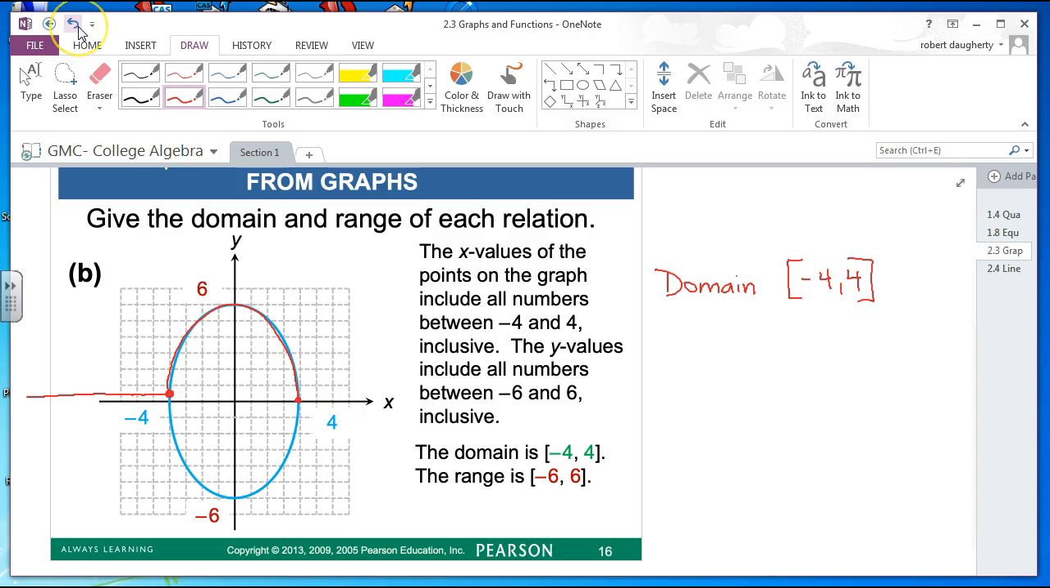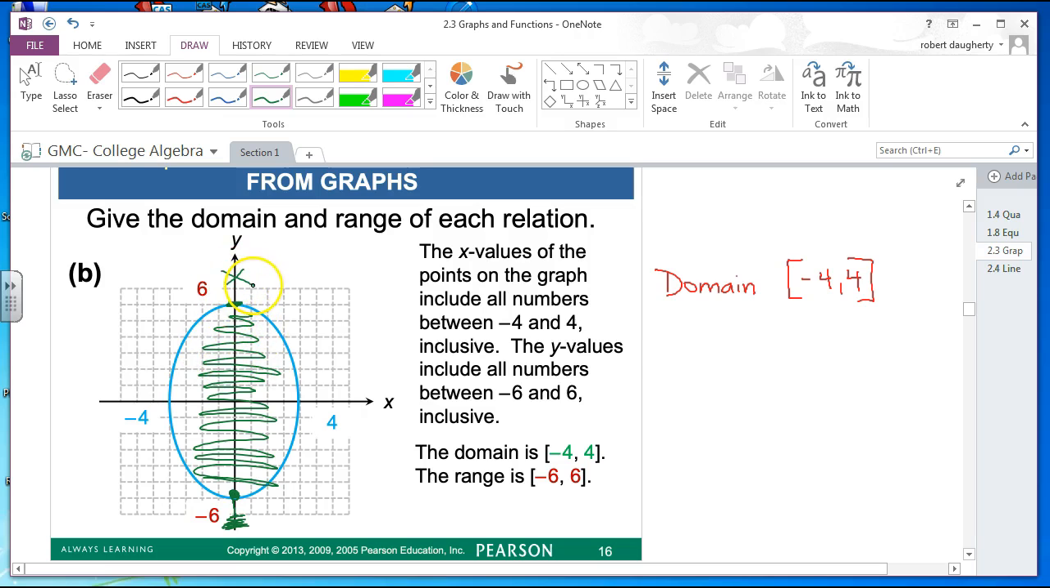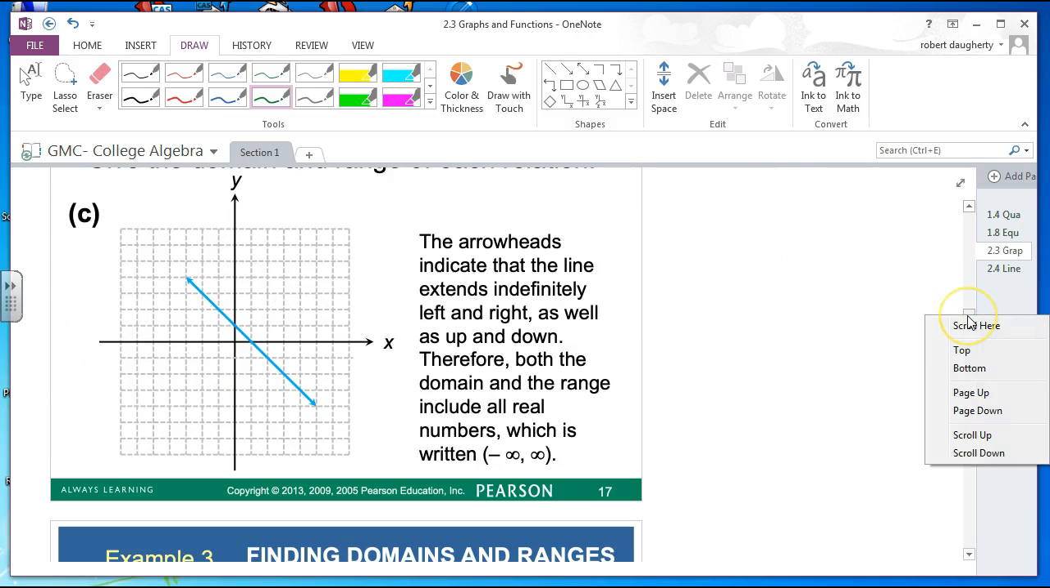So let's do the same thing for the range. Range is the only time you look at the y-axis for your values. So down here, there are no y values. I do not see my first y value until I get to negative 6. I continue to see y values all the way up here until I get to positive 6. And after that, there are no more y values. So the range is negative 6 to 6. Okay? So that's how you can look at a graph and tell its domain and range. Domain is the horizontal for the x, and range is the vertical.